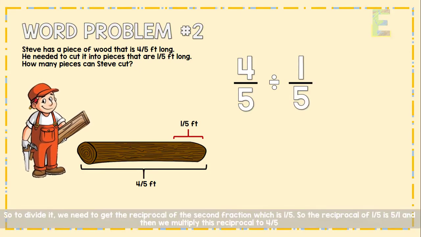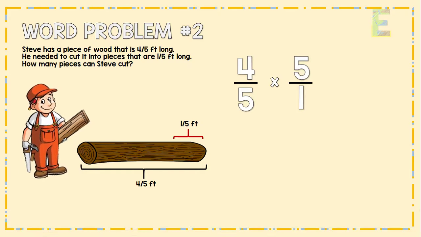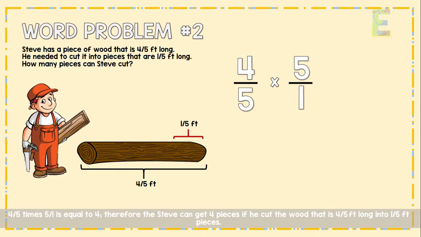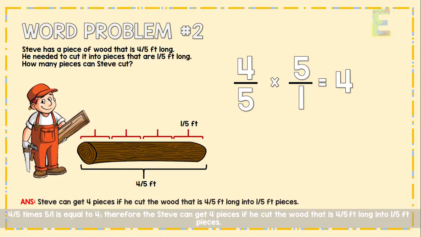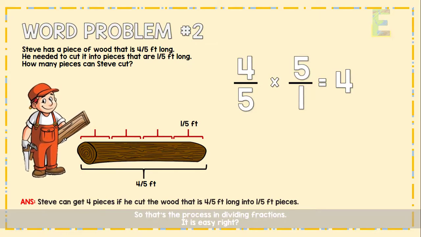So to divide it, we need to get the reciprocal of the second fraction, which is 1 over 5. So the reciprocal of 1 over 5 is 5 over 1. And then we multiply this reciprocal to 4 over 5. 4 over 5 times 5 over 1 is equal to 4. Therefore, Steve can get 4 pieces if he cuts the wood that is 4 over 5 feet long into 1 over 5 feet pieces. So that's the process in dividing fractions. It is easy, right?